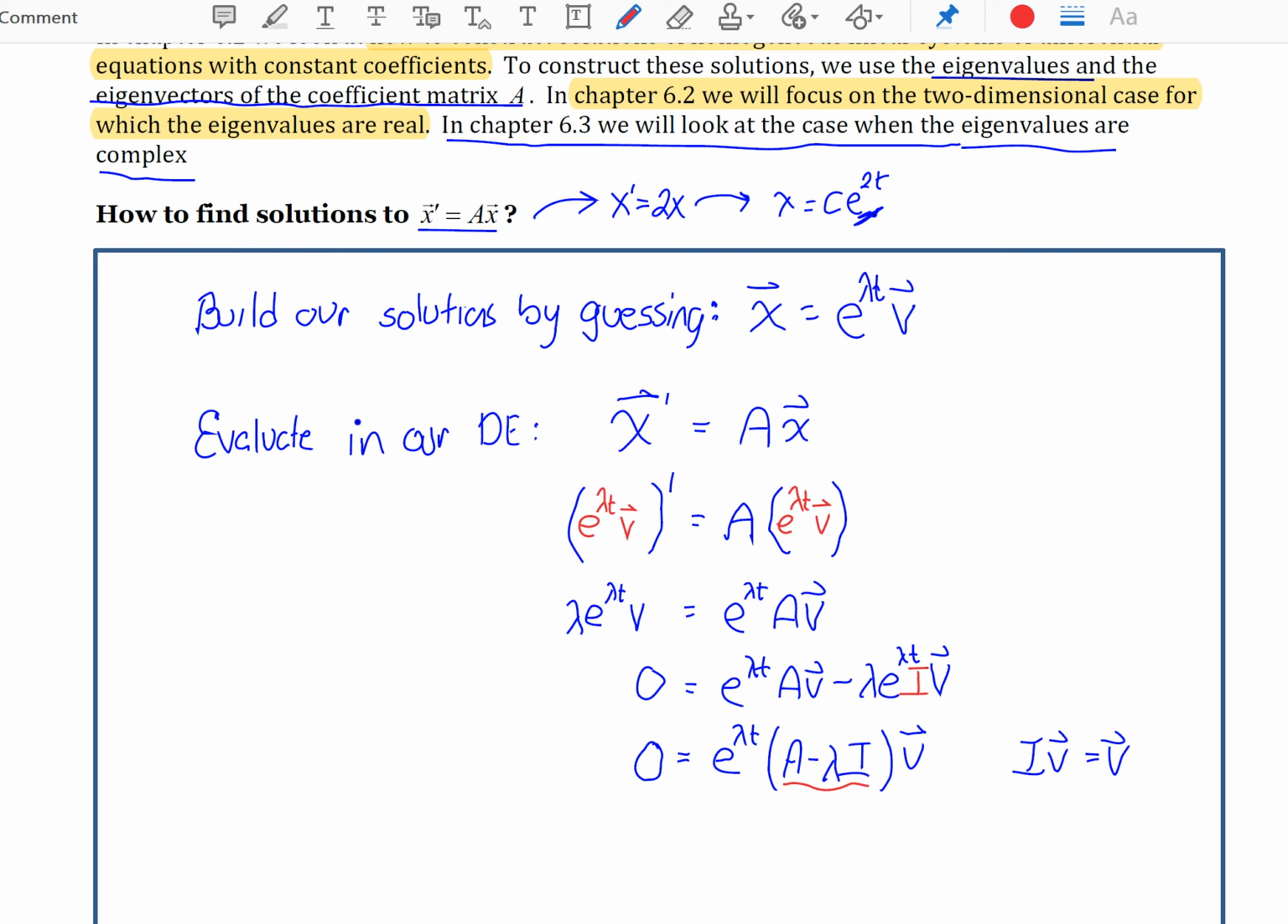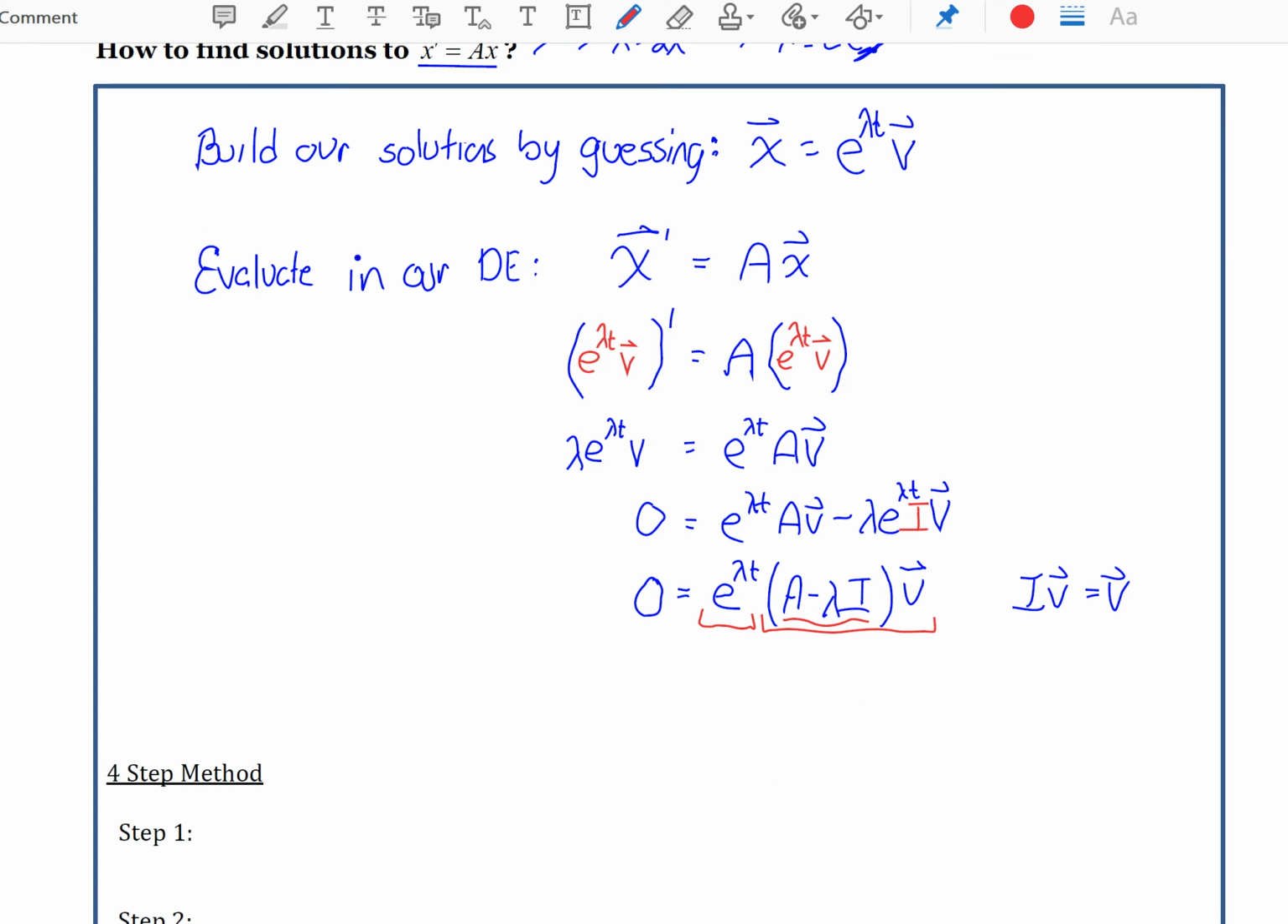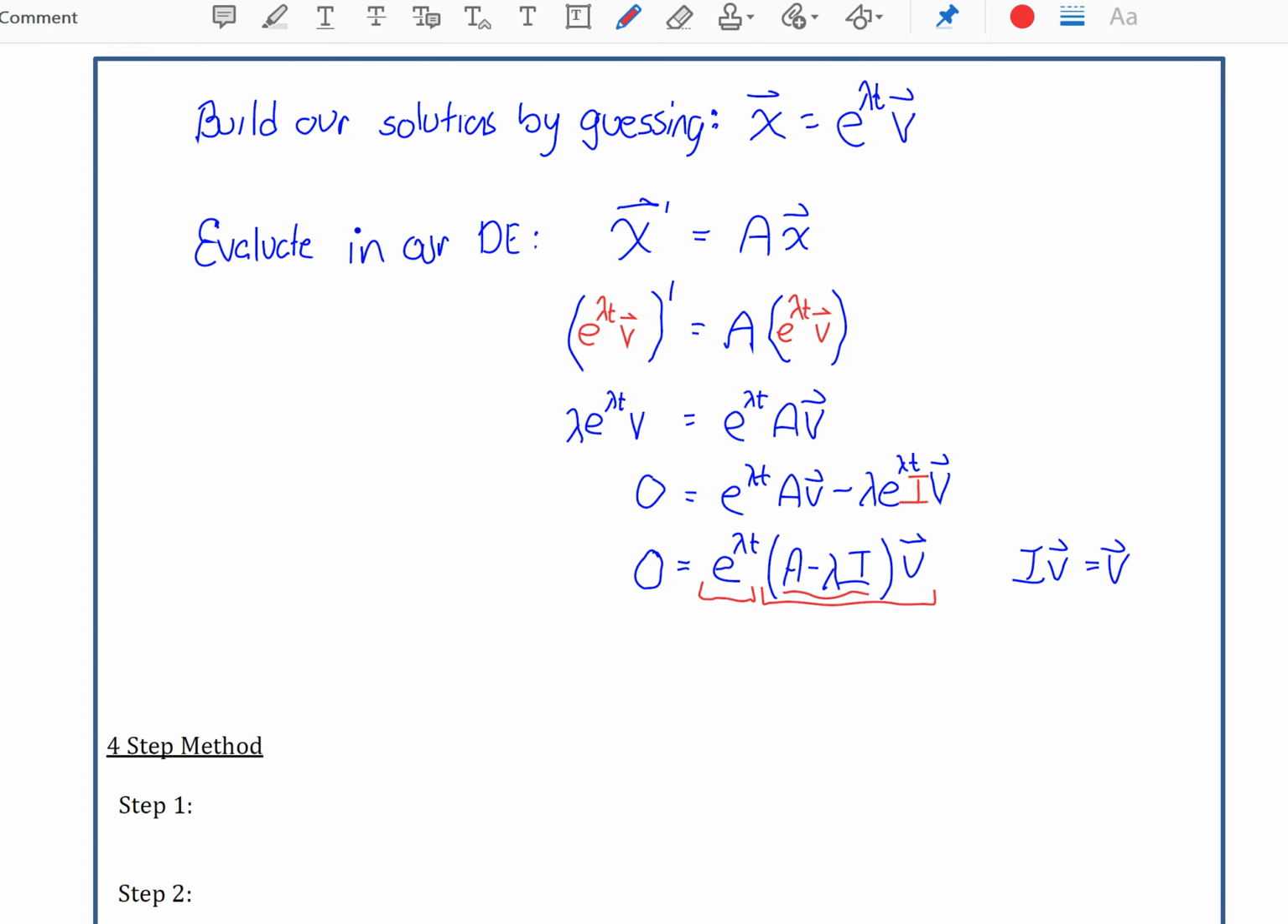Now note, we want to know when this product is equal to 0. And I'm going to group this into two factors, e to the lambda t and A minus lambda I times v. Note that e to the lambda t is never 0 for any value of lambda. Which requires us to say then if this product is going to equal 0, then A minus lambda I times v has to equal 0.